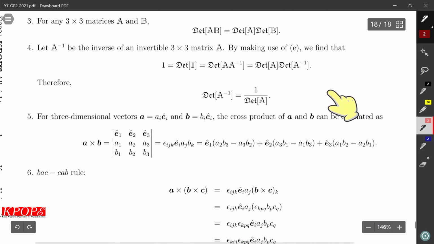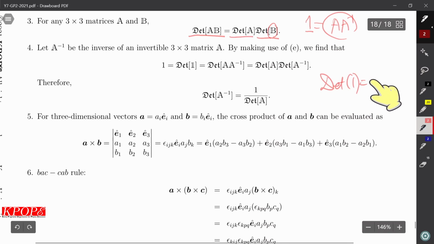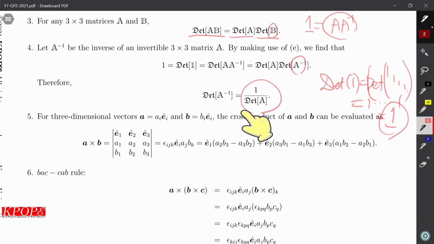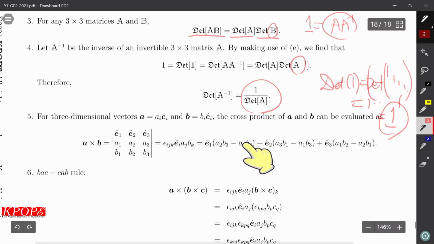There are useful identities for the determinant: the determinant of a product of matrices is the product of the determinants. Because of that, if it is A times A inverse, that is the identity, we have the determinant of the identity, which is the determinant of 1, 1, 1, 1, 1. So the answer is 1 times 1, 1, 1, 1, 1. That is 1. The identity matrix has determinant 1. Therefore, the inverse matrix has a determinant that is the reciprocal of the determinant of A.